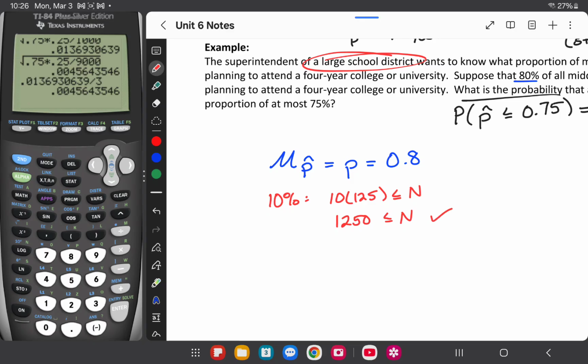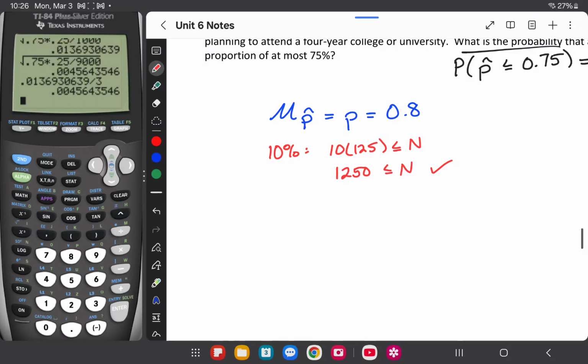If it was a medium school district or even a small school district like Mays, maybe that's not the case. And in a large school district, I would say that's a very reasonable assumption to make, that there are more than 1,250 middle school students. So let's go ahead and calculate now our standard deviation.